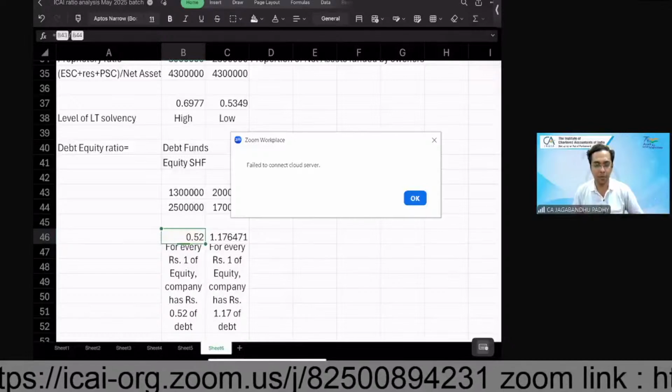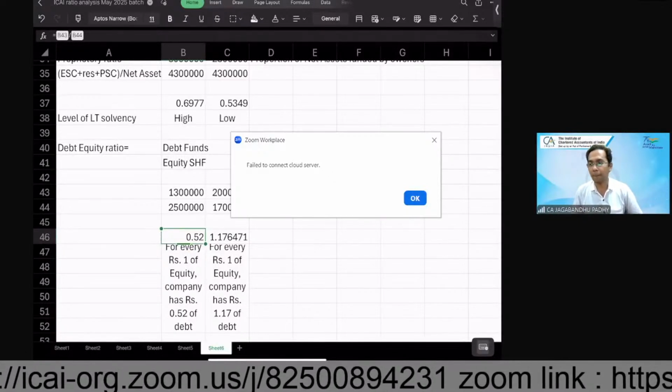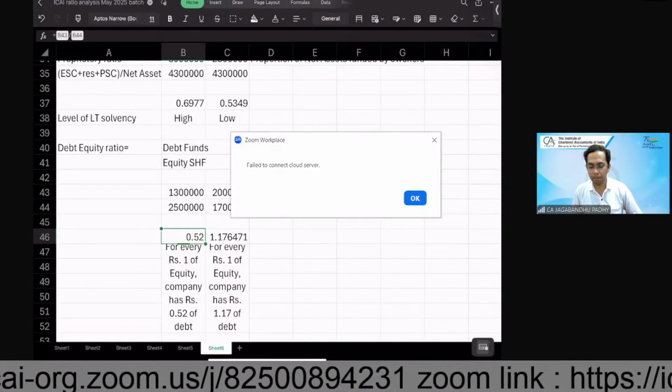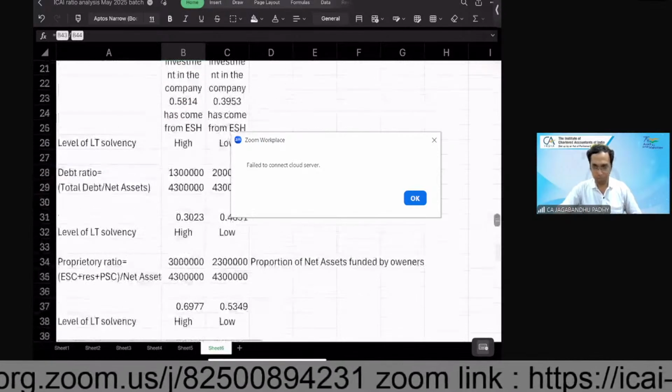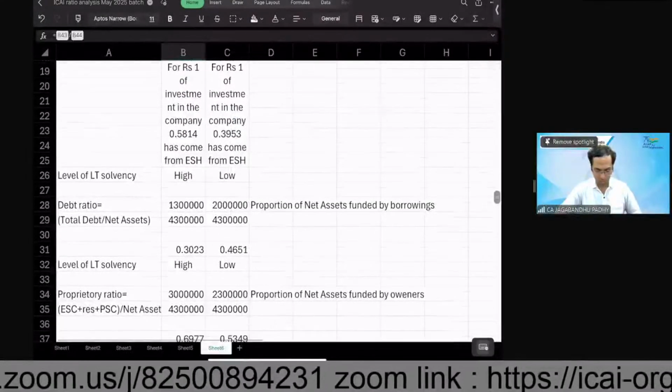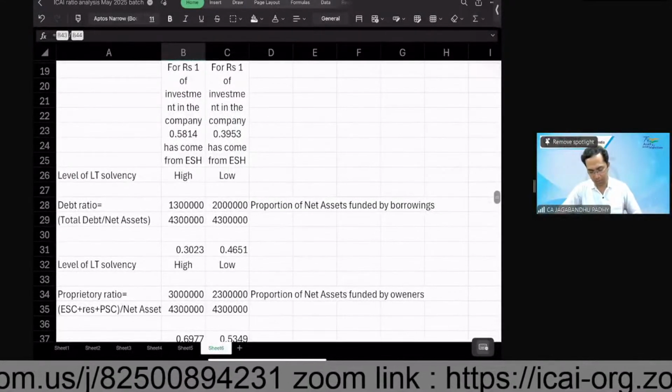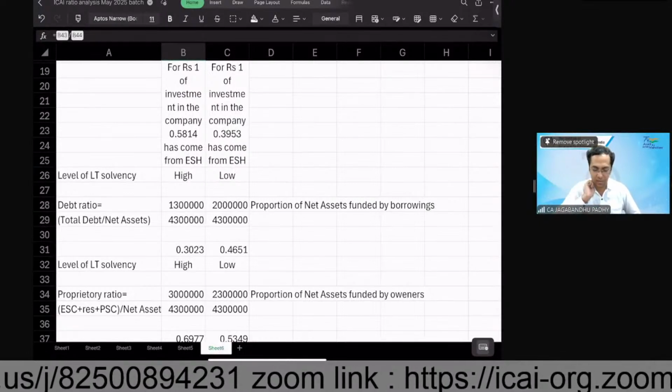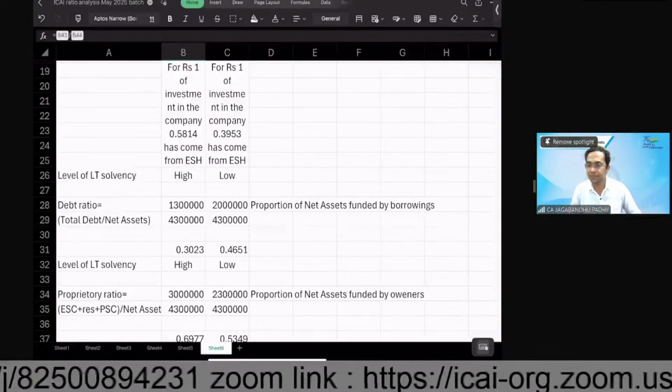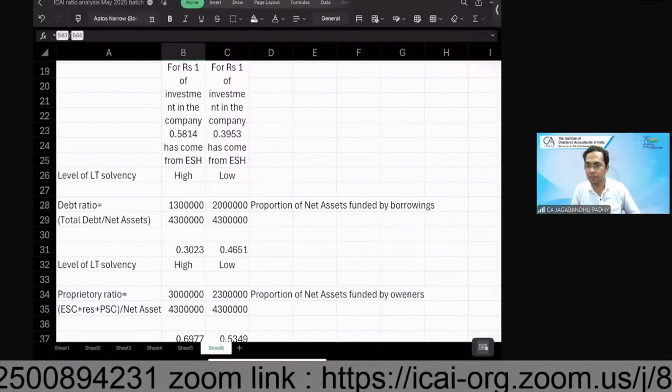Okay. Sir, in debt ratio, what you said, is higher better or lower better? Debt ratio lower. If the debt ratio is low, it indicates a greater degree of solvency. Thank you, sir.